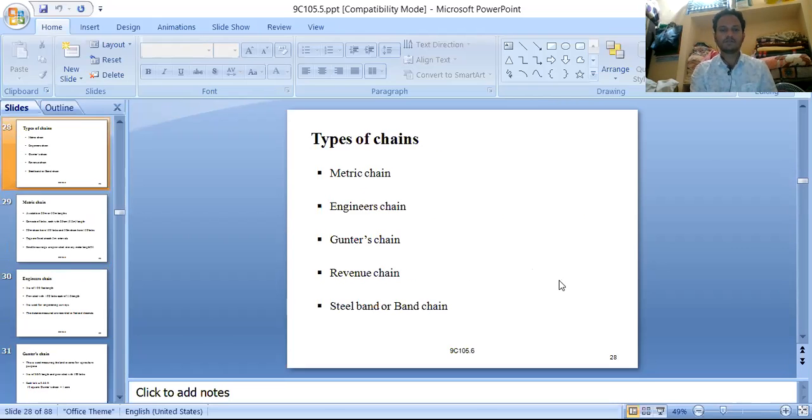We have different types of chains: metric chain, engineer's chain, Gunter's chain, revenue chain, steel band or band chain. These chains are used for various purposes in various departments. We'll discuss in detail.